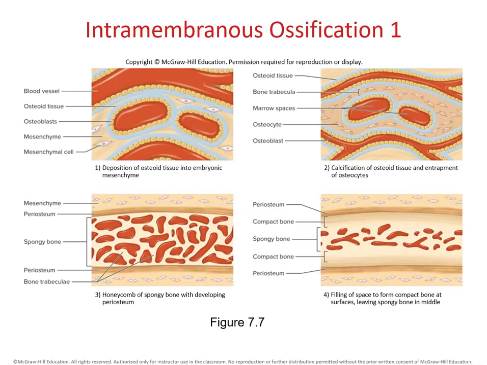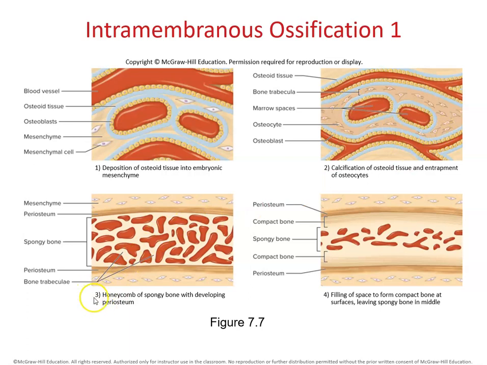Okay, so intramembranous ossification. The first thing that happens is the osteoid tissue is deposited into the embryonic mesenchyme. So the osteoblasts are here, and in the blue around it we have the osteoid tissue, and this is going to be the beginning of bone formation. Our second step, calcification of osteoid tissue and entrapment of osteocytes. So we have the calcification going on. These things are getting more rigid, more locked in place. And the osteocytes, remember we talked about those in the last video, are getting trapped in the matrix.